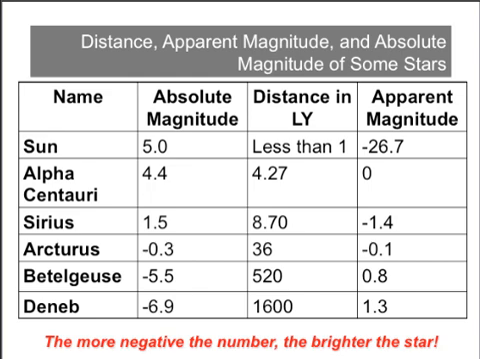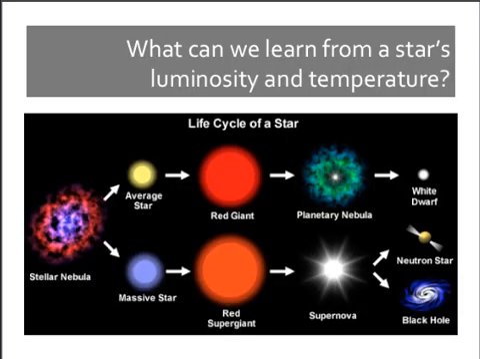Remember, the more negative the number, the brighter the star. Even though Deneb is the brightest star in terms of its absolute magnitude, it appears the least bright, or the most dim, because it's so far away. We can determine a lot about a star when we look at its luminosity and its temperature.